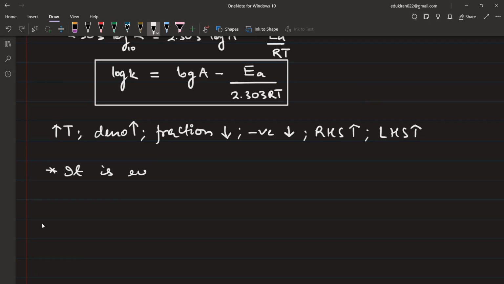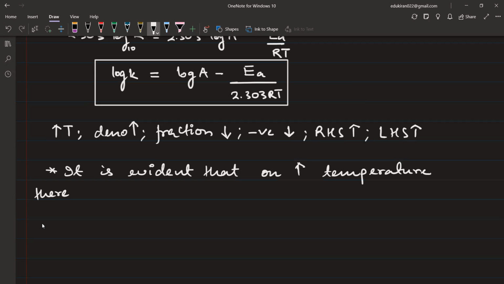It is evident that on increasing temperature, there will be an increase in the rate constant K.